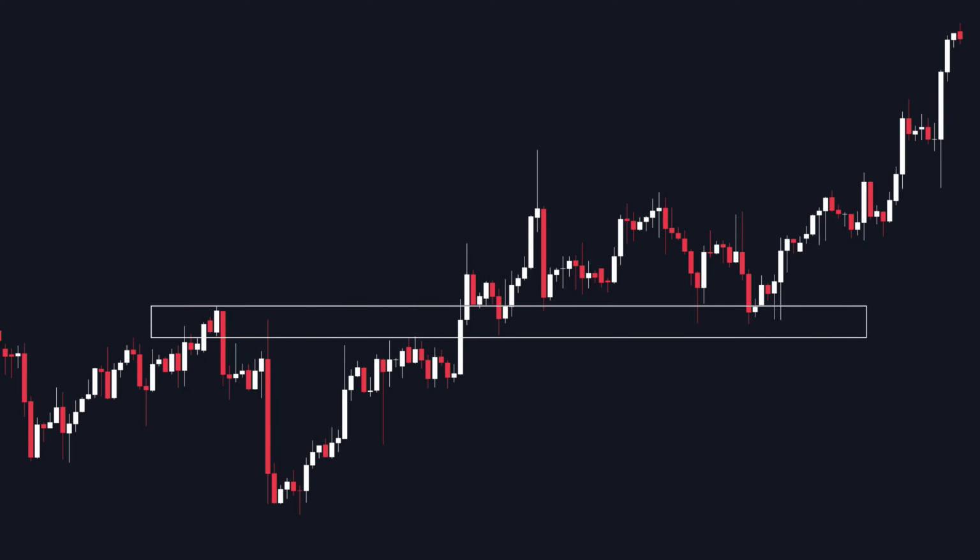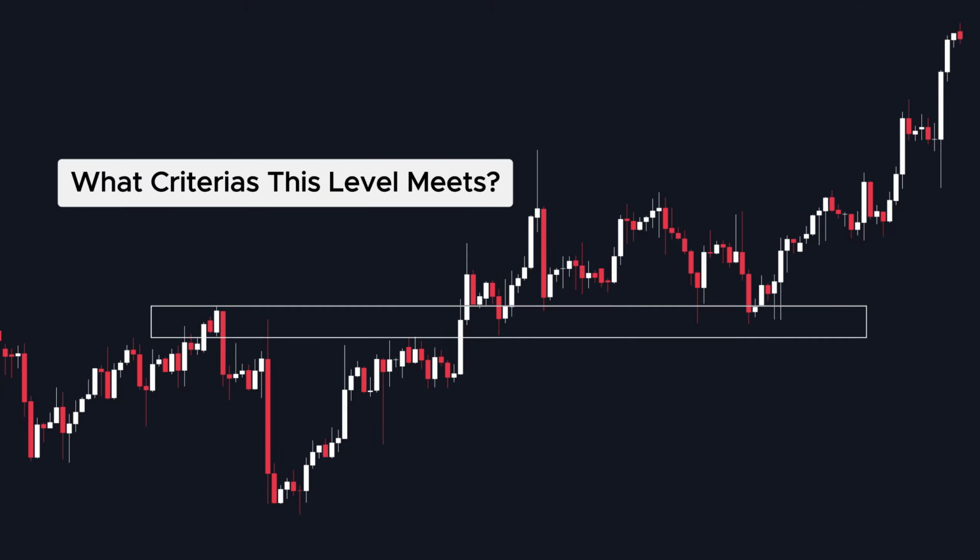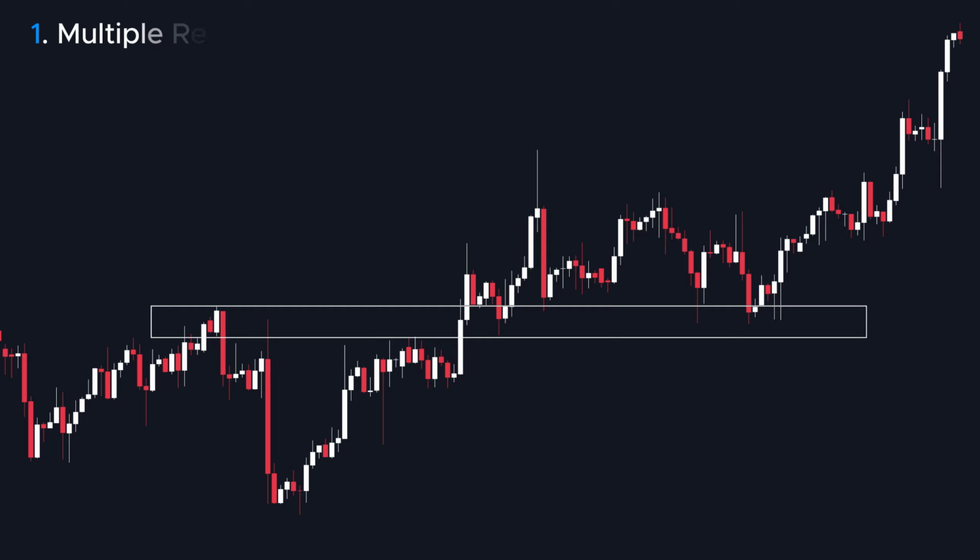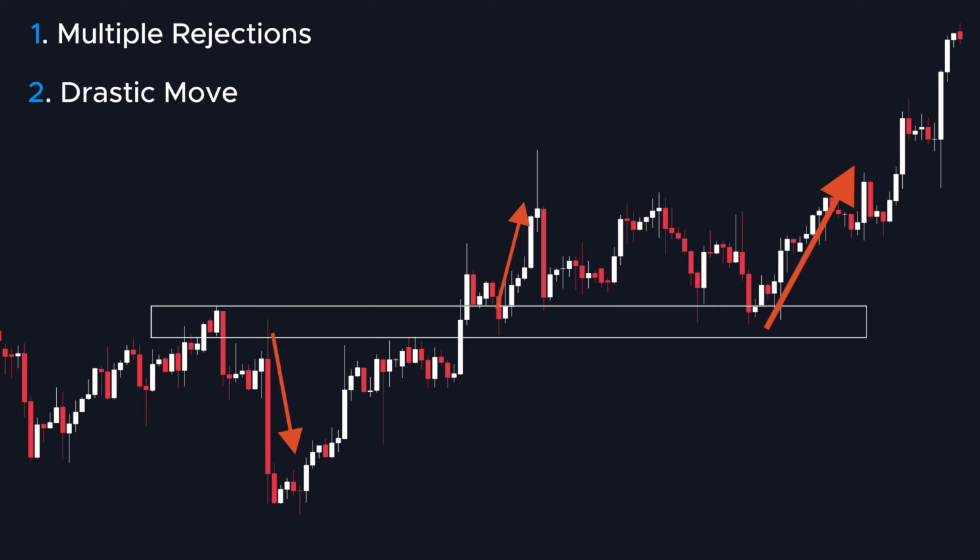And we have another level spotted here. So again, what criteria does this level meet that makes it a good level? First, multiple rejections, as you can see that this level has 6 rejections overall. Second, drastic movement. You can clearly see here, when price tapped this level, it bounced back drastically.